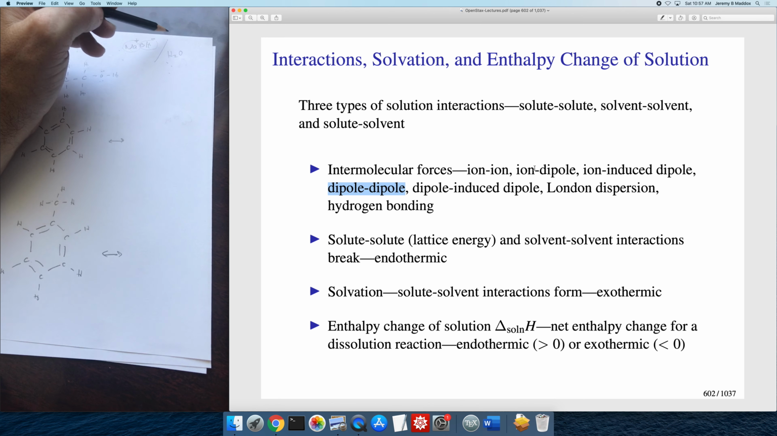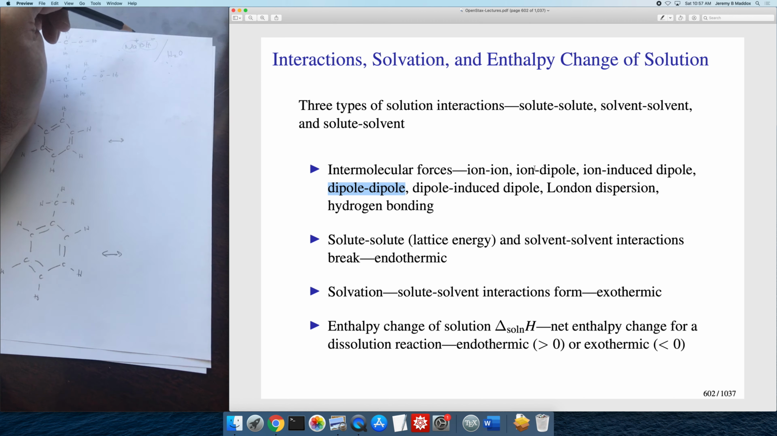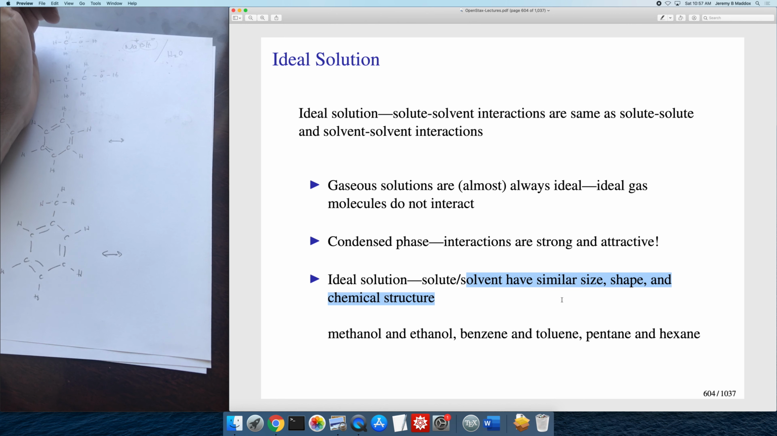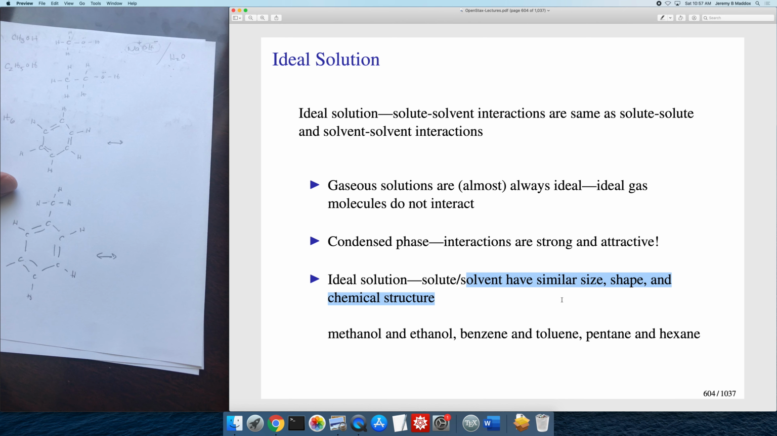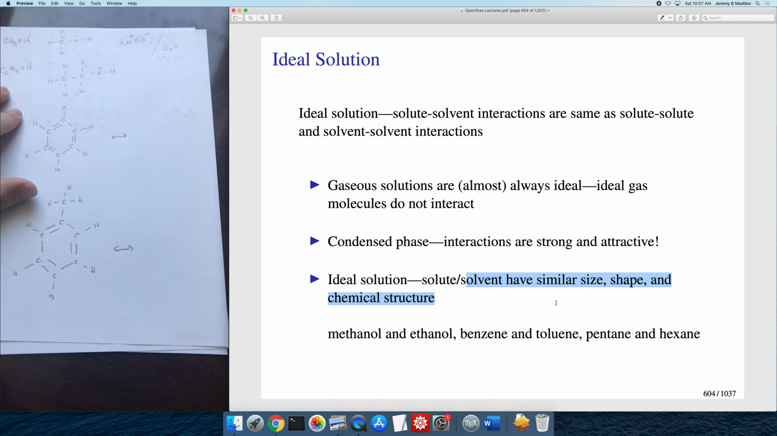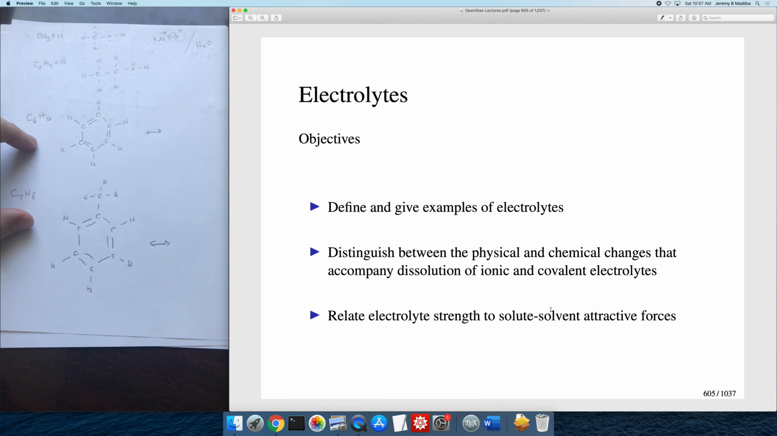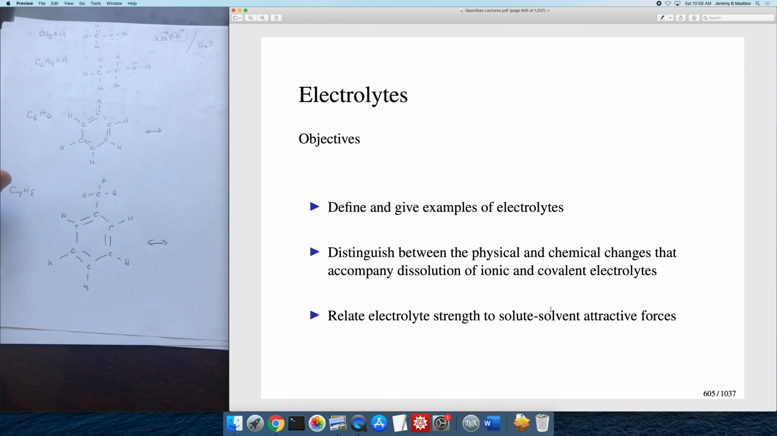And so the electrolyte solution, the sodium hydroxide solution, is not going to be an ideal solution because it doesn't satisfy this notion that the ions and the solvent have the same size, shape, and chemical structure. They're totally different. And so electrolyte solutions are never ideal. But when the solute and solvent have the same properties, then the solution behaves ideally. We'll talk more about electrolytes in the next video.